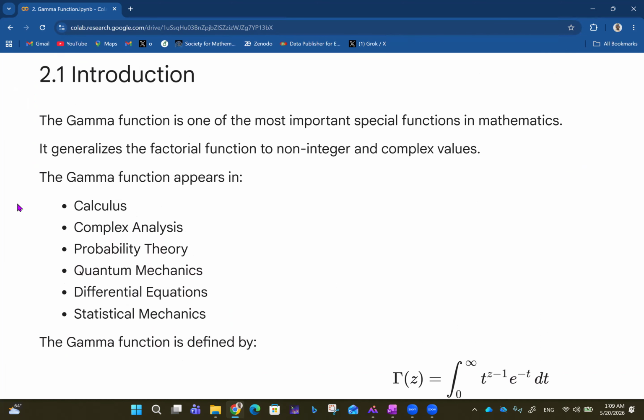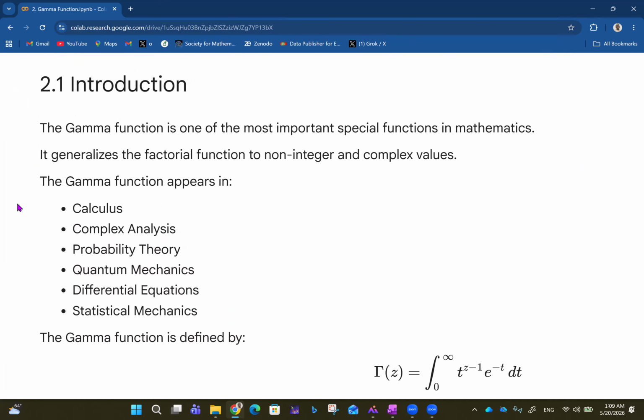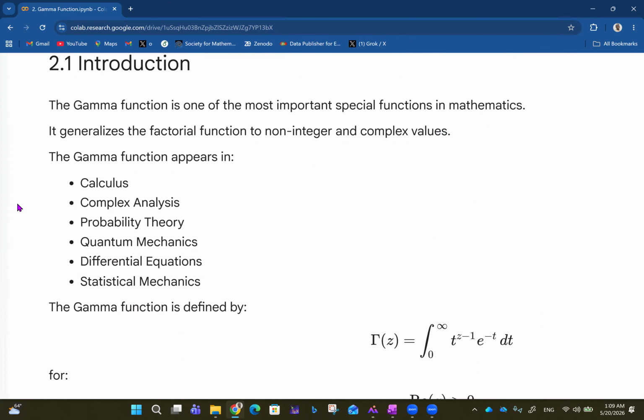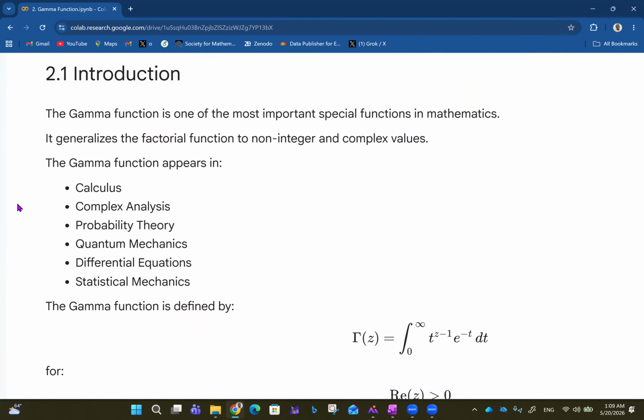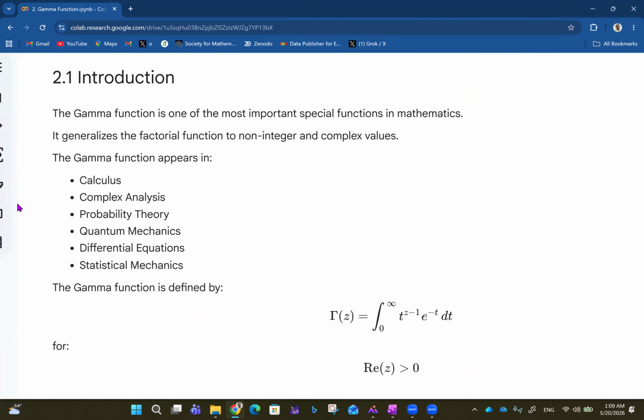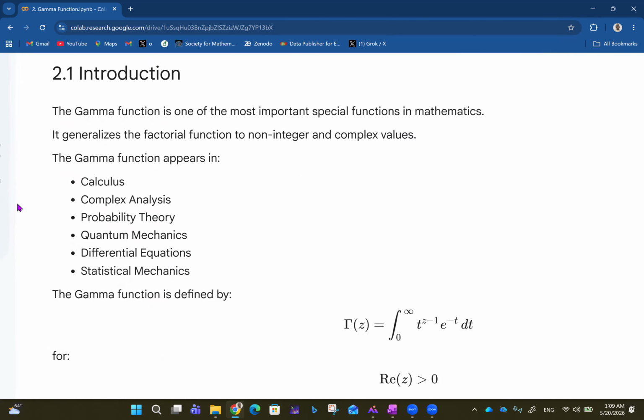We already saw in the introductory video that the gamma function is one of the most important special functions in mathematics. It generalizes the factorial function to non-integer and complex variables. We know factorials to be something like 5 factorial, that's 5 times 4 times 3 times 2 times 1. But the gamma function helps us to generalize that even for non-integers, maybe fractions or even negative numbers and complex values too. The gamma function appears in calculus, complex analysis, probability theory, quantum mechanics, differential equations, and statistical mechanics.